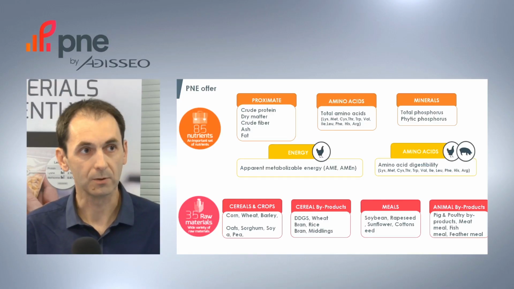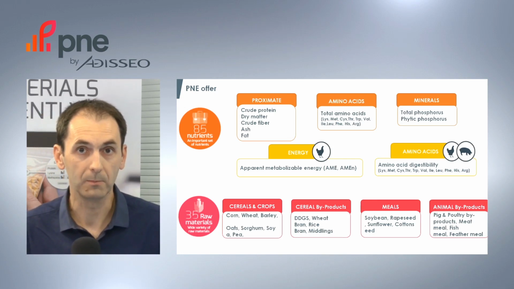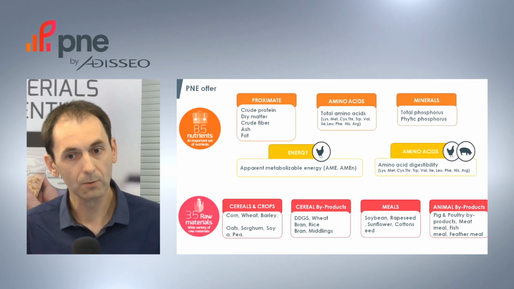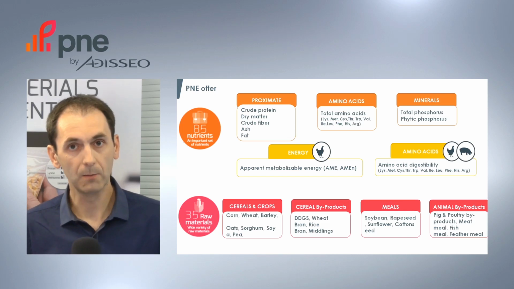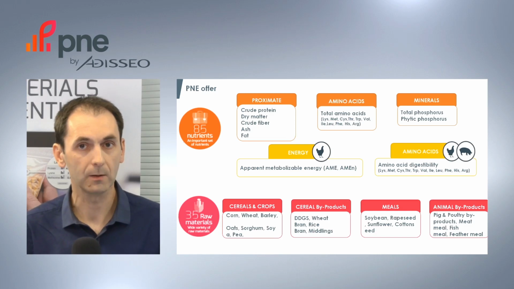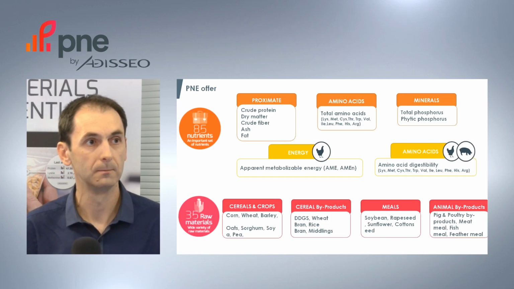And right after, you get a full set of nutrients that are predicted by the PNE equations. This set of parameters includes proximate parameters, some minerals, some amino acids, digestibility, as well as energy parameters. And it's available for a wide variety of raw materials, ranging from cereals and crops, cereal byproducts, to meals and animal byproducts as well.